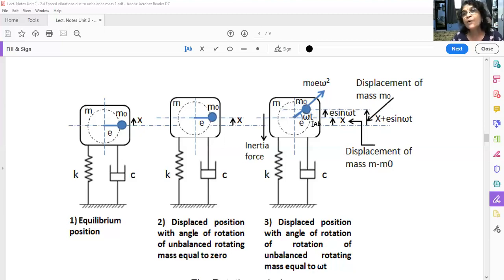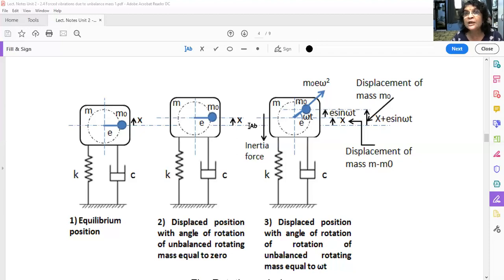Now we have to find out how much distance this m0 has been shifted. From here to here it is x, and as it is rotated, this is x plus e sin omega t. See, this is the e, and this is angle omega t. So how much is this vertical distance? Consider the right angle triangle here. It is e sin omega t, because this angle is omega t.